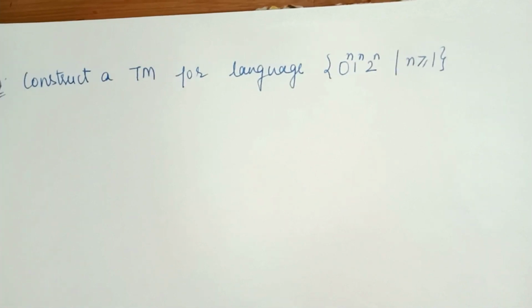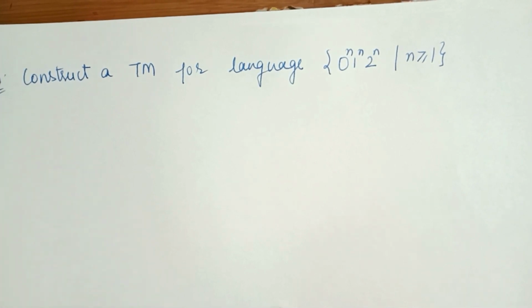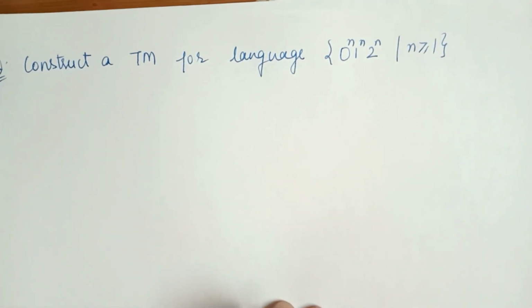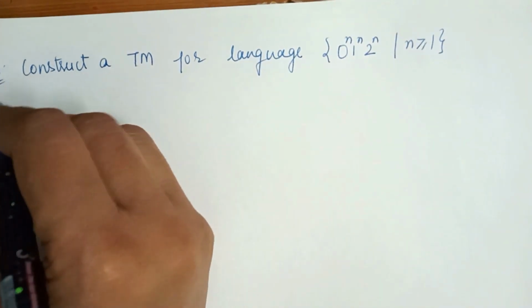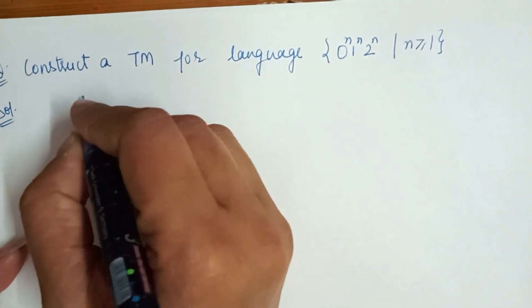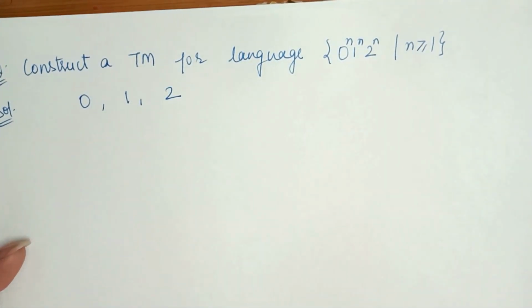Friends, now we discuss one more example on Turing machine. In this example, we have to construct a Turing machine for the language 0 to the power n, 1 to the power n, 2 to the power n, where n is greater than or equal to 1. So this language represents that we are using only 3 characters, that is 0, 1 and 2.